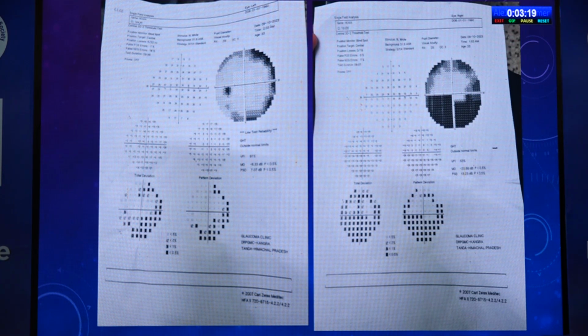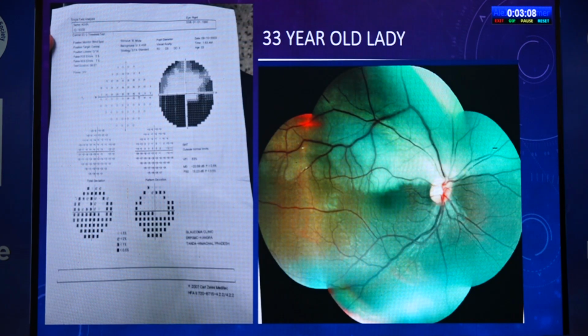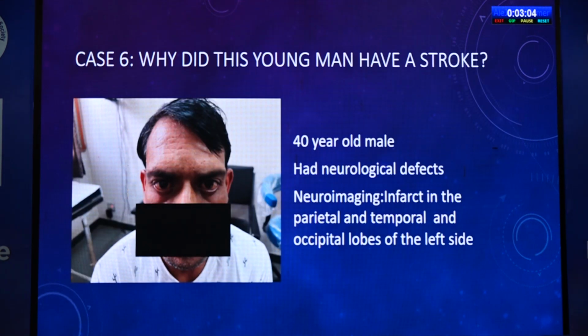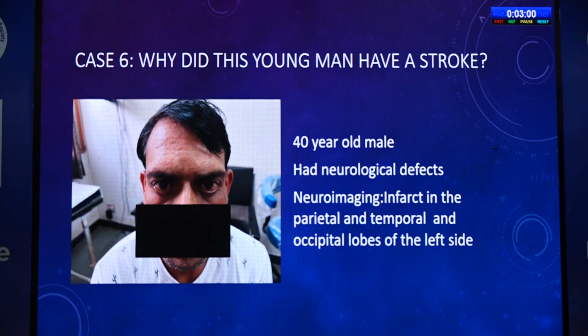The same resident, a few weeks later, again had another patient, a 33-year-old lady, with a similar complaint of inferior field loss, and this was the visual field. And this time she dilated the fundus and found that there was again a hemicentral retinal artery occlusion in this patient. So always do a dilated fundus examination before making a diagnosis of a neuro-ophthalmological disease.